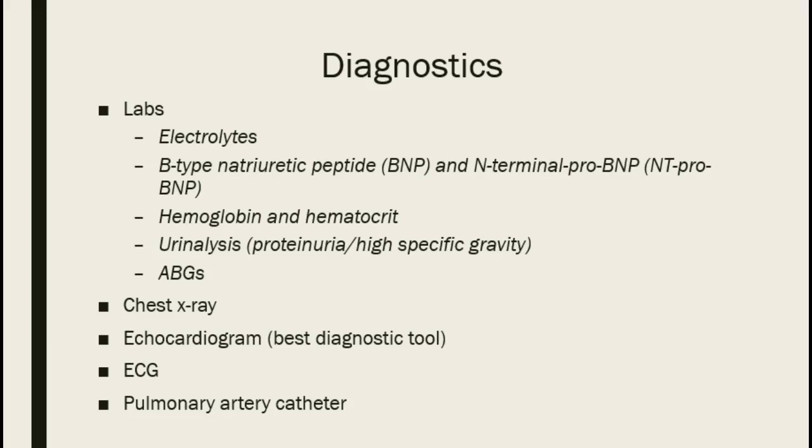We're also keeping a close eye on the H&H because that can impact the patient. They may do a urinalysis looking for protein and high specific gravity, and then we do ABGs because patients who have heart failure often develop respiratory symptoms. Chest x-rays are a great tool to let us know if fluid is accumulating in the lungs. The echocardiogram is the best diagnostic tool.